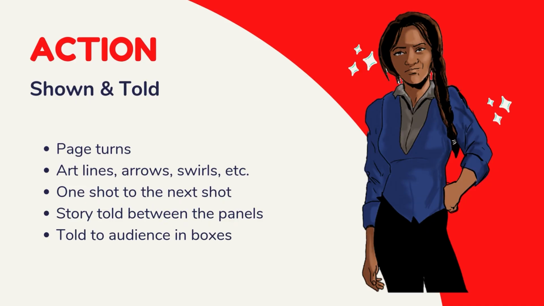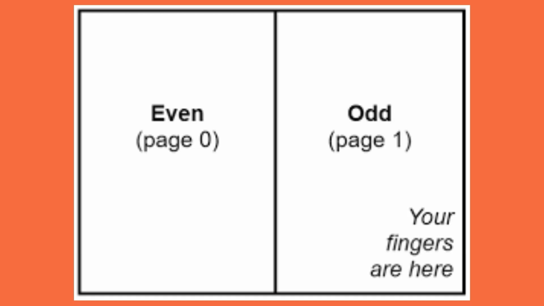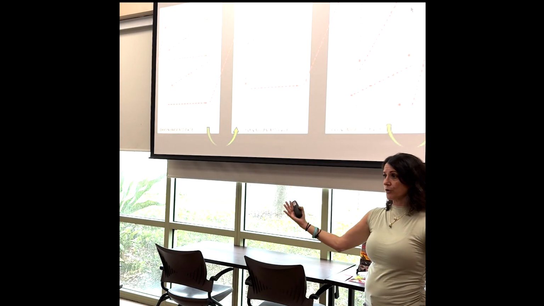And then the whole story and the action, everything happens in boxes, which is just fun. Okay, so here I'm just showing you how a page turn is. It's always going to be even on the left, odd on the right. And this is how you read a comic unless it's a full spread.